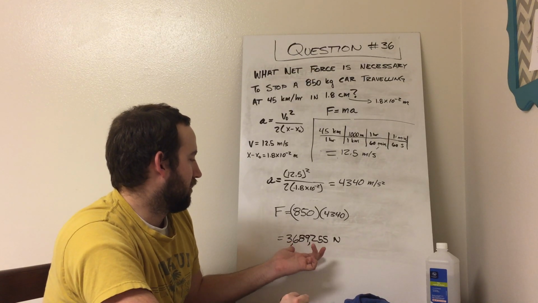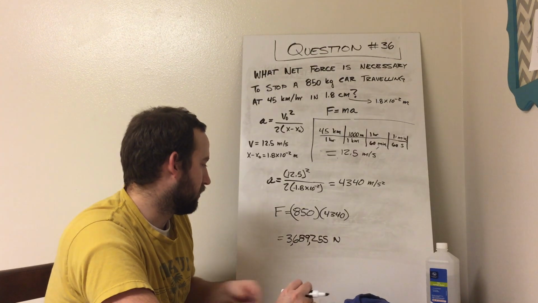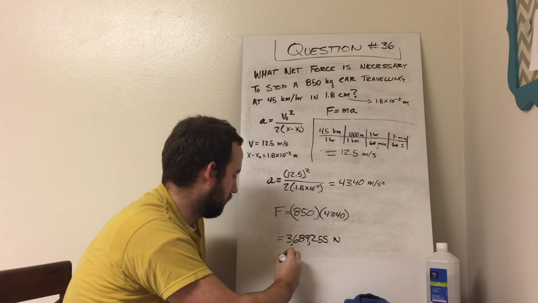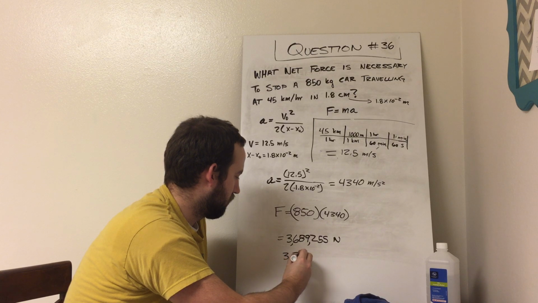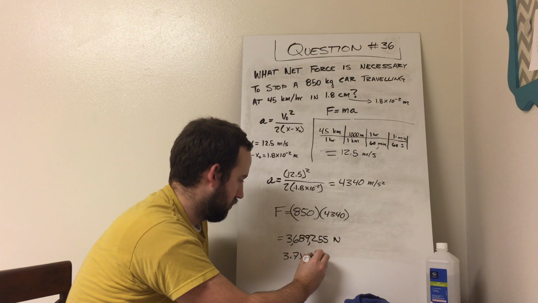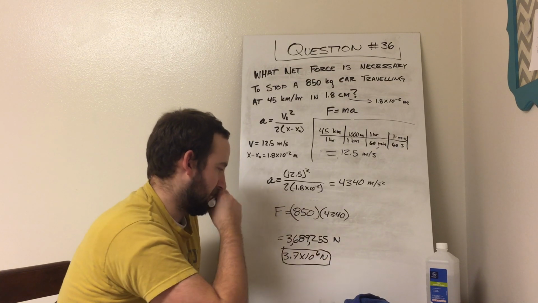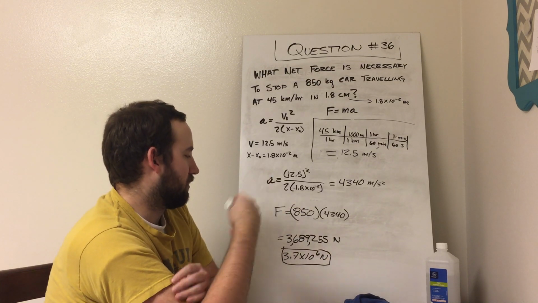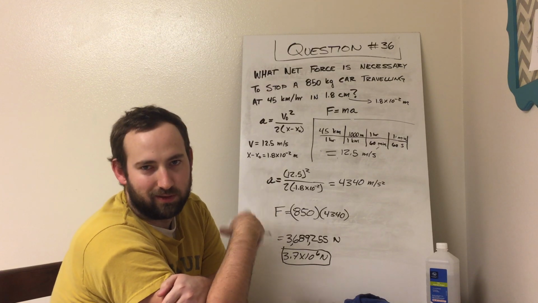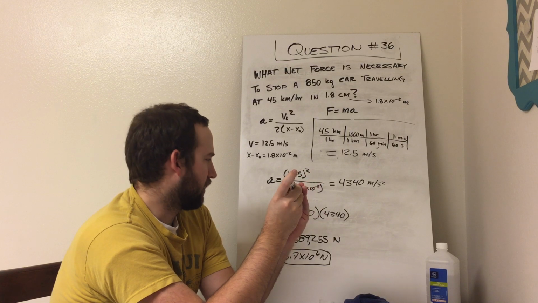Now, of course, we can shorten this to scientific notation if we want to, 3.7 times 10 to the 6th newtons. That just makes it a little easier to read and get the idea of the magnitude of this force.